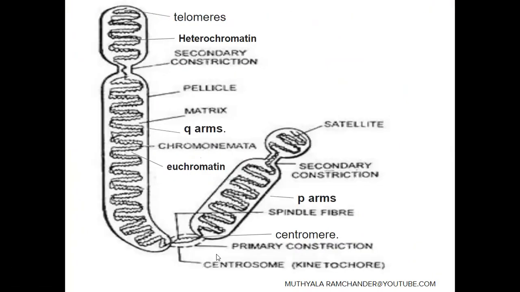Now we discuss the structure of the chromosome more clearly. This is the chromosome overview. The chromosome mainly contains two major parts: the centromere and the arms. The two arms are not equal in structure. Sometimes one arm is large and one arm is short. The short arms are called P arms, and the large arms are called Q arms.